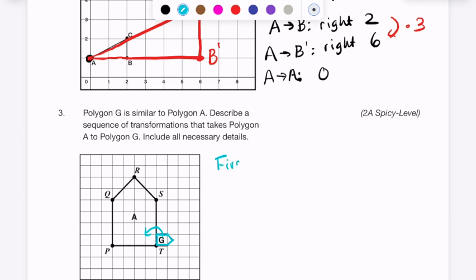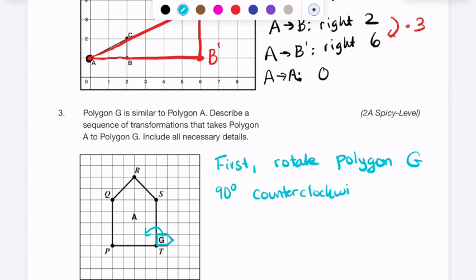So first, rotate polygon G 90 degrees counterclockwise around point T. When describing a rotation, I'm going to need all that detail: the angle that I'm rotating, the direction I'm rotating, and the point that I'm rotating around.